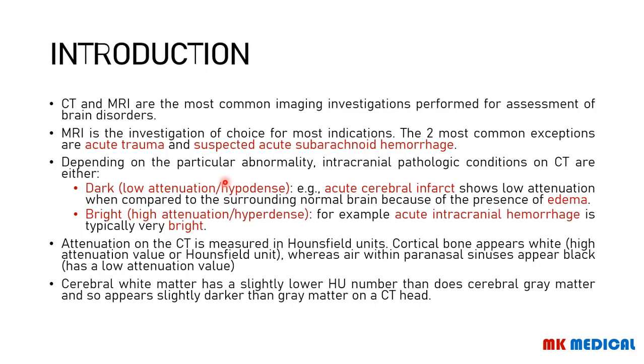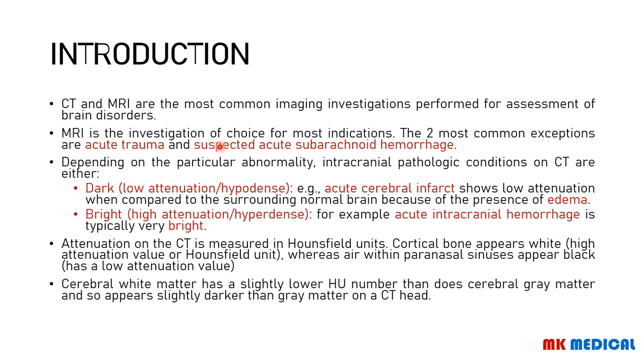So remember that CT scans and MRIs, we shall discuss MRIs on their own, but we shall use MRI imaging to help you understand the anatomy, so that when you look at the CT scans, it's much easier for you to relate and have that picture in your mind. But these imaging modalities are performed to assess many brain disorders. MRI is the investigation of choice for most of the indications. And the two most common exceptions where you get a CT scan as opposed to an MRI is if, number one, you have acute trauma, or number two, if you have suspected acute subarachnoid hemorrhage, then you would want to do a CT scan.